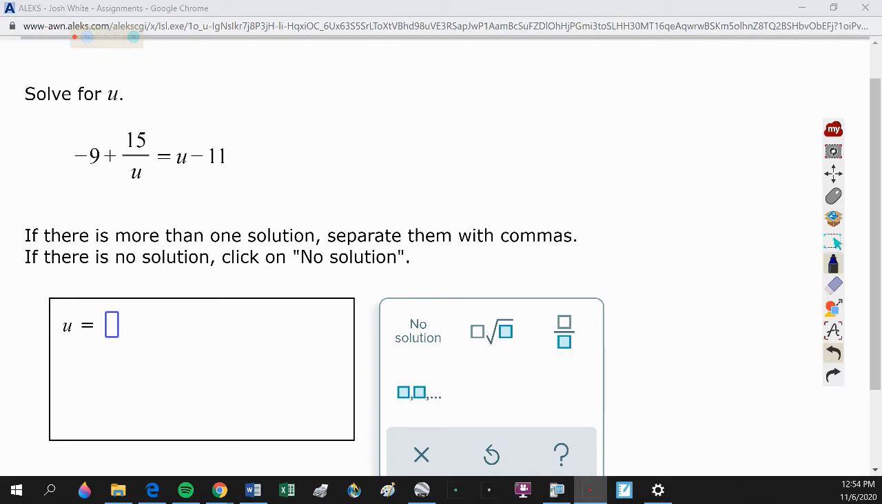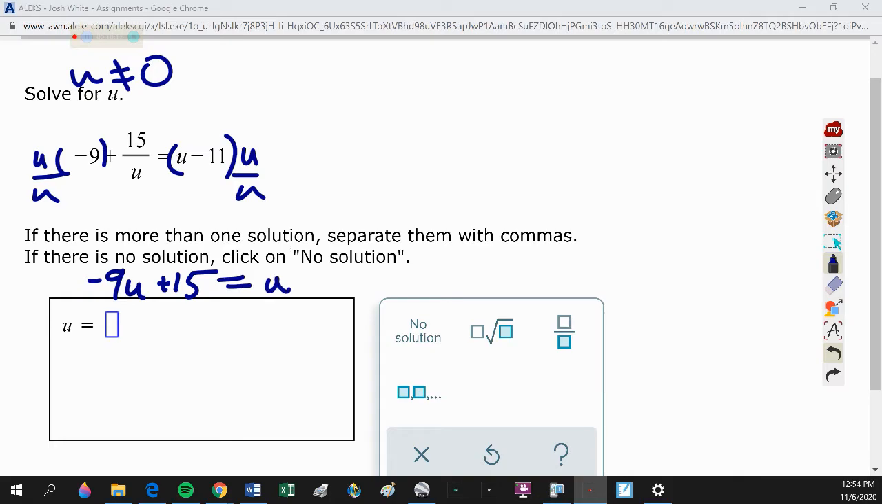So, what is the common denominator here? U. So this one needs a u over u, and this one needs a u over u, and u is not allowed to be 0. So the left side is negative 9u plus 15 equals u squared minus 11u. Now, we have a u squared. What should that tell you? There are going to be two answers. Also, it's a quadratic, so we probably want to factor. Hopefully factoring works. If factoring doesn't work, then we'll have to find some other method.